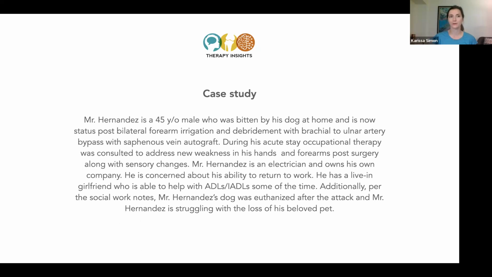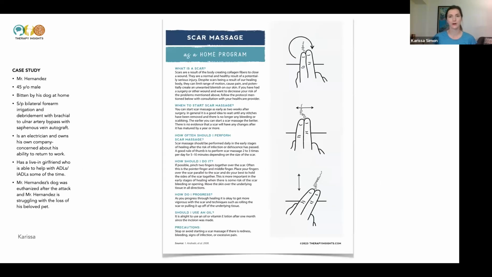So now we're going to talk about some resources that we picked from Therapy Insights from a while ago that you could use in this case. And then after that, we'll kind of talk about different interventions we would do. So I selected scar massage as a home program. Because it was a dog bite, you know that there's going to be a lot of trauma, and it's not going to be clean scars.